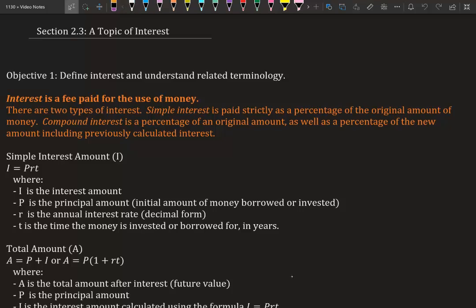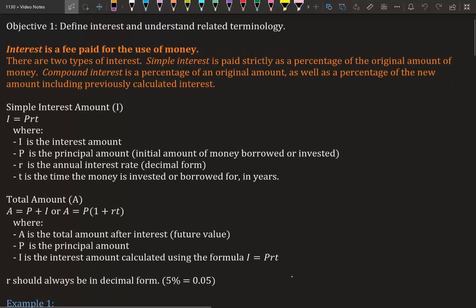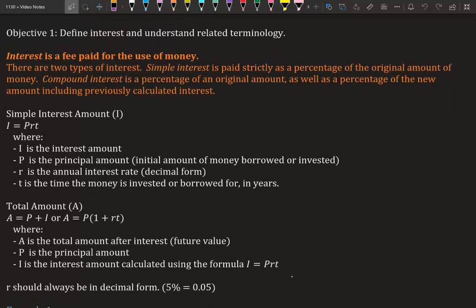2.3, a topic of interest. Define interest and understanding related terminology. Interest is a fee paid for the use of money.